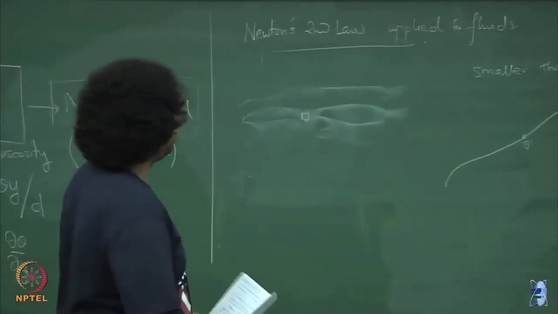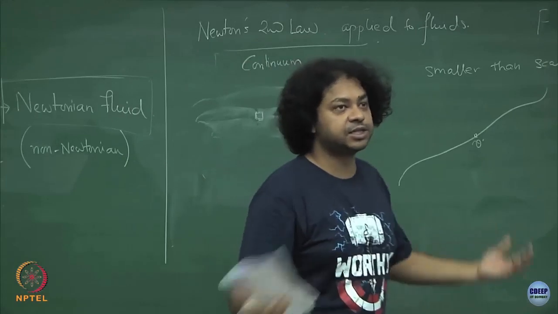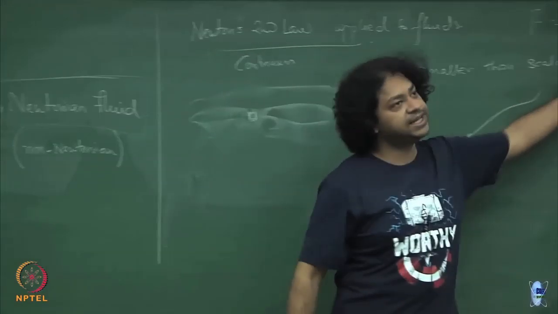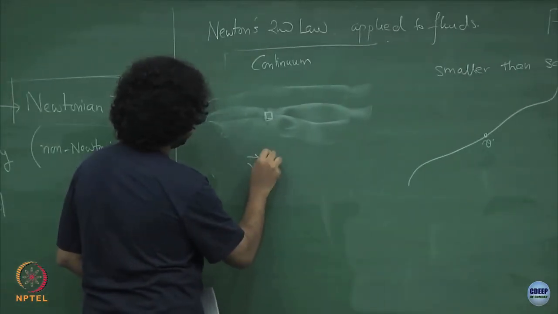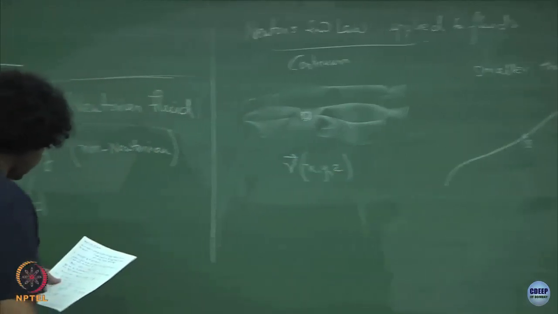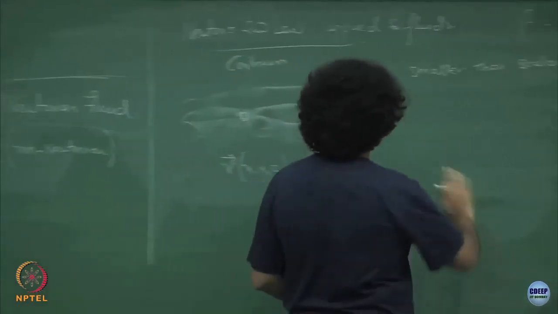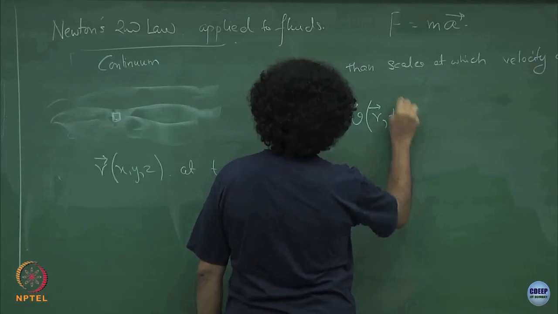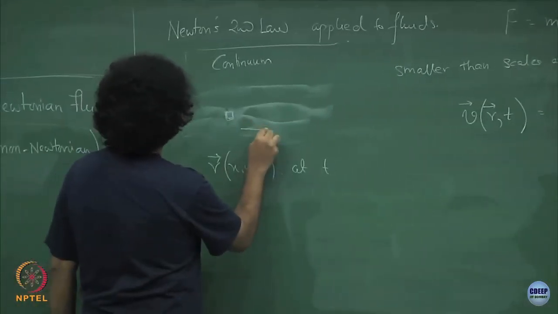However, you cannot make it too small, because remember we are doing a continuum description. We do not want to go so small that you have only a few molecules in there, because that is the description of molecular dynamics. So you have to have a macroscopic number of fluid molecules. However, it must be small enough that it is smaller than the scales at which the velocity changes. So I take such a fluid element, and let's say that this fluid element is at some position x, y, z at some time t. Let's take a simple 1D case. Like I said, I'll make as many simplifications as I can. So I say that this velocity, which in general is a function of r and t, is simply a function of x and t, and is directed in the x direction. So the fluid, if this is my x direction, just moves like this.